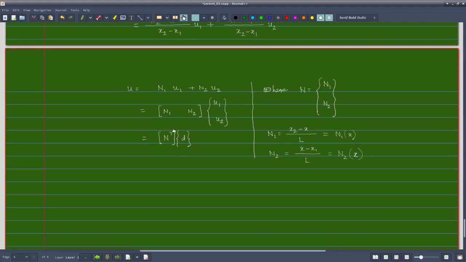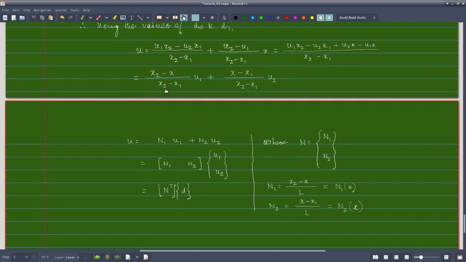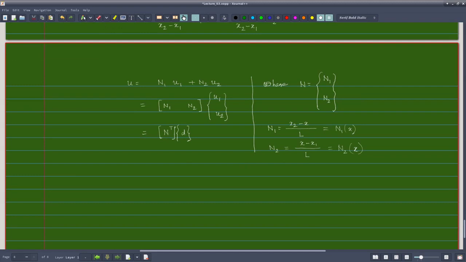Okay, so my n matrix is a column matrix here, n1 n2, where n1 is x2 minus x divided by x2 minus x1. So x2 minus x by L, because x2 minus x1 is L. This is my n1, and since it depends on x, I am calling it n1 as a function of x. Similarly, n2 is x minus x1 by L. So this is also a function of x. Now you can see one important property: these quantities n1 and n2 are called shape functions.